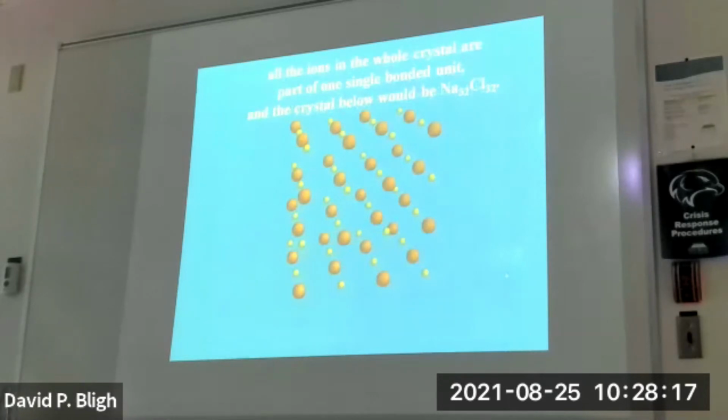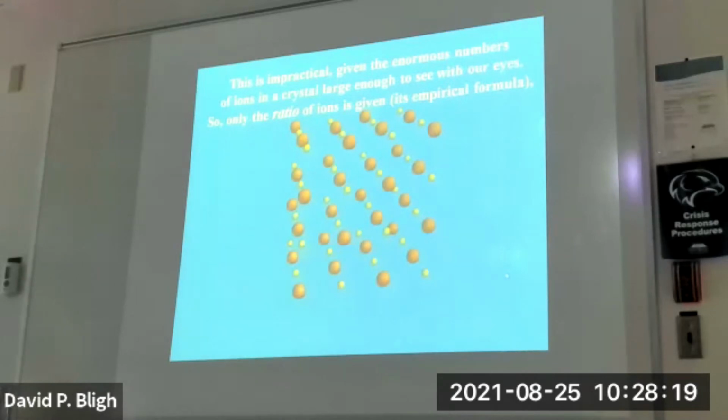Na32Cl32. So you can imagine that would be very impractical given the enormous numbers of ions in a crystal large enough to see with our eyes. So only the ratio of ions is given, and that would be its empirical formula. But we call the empirical formula of an ionic compound the formula unit.